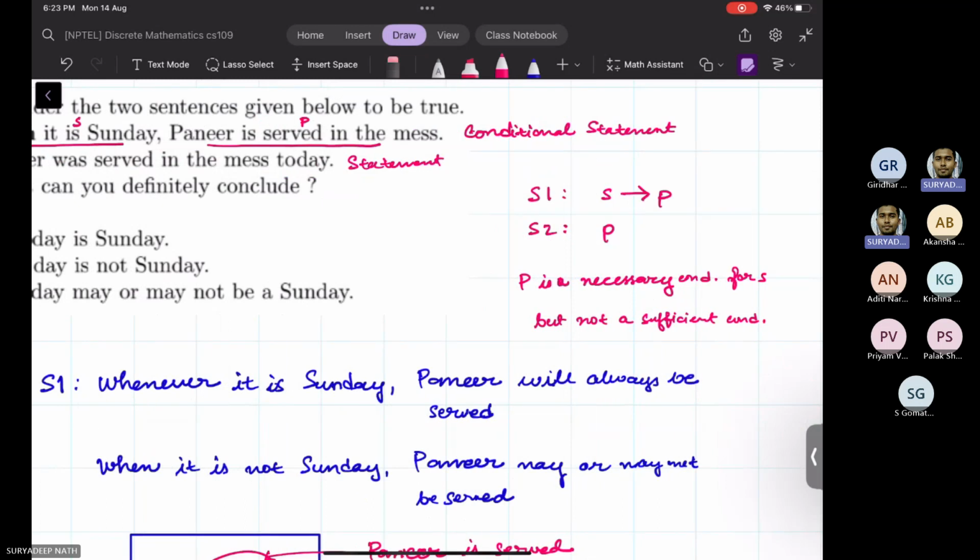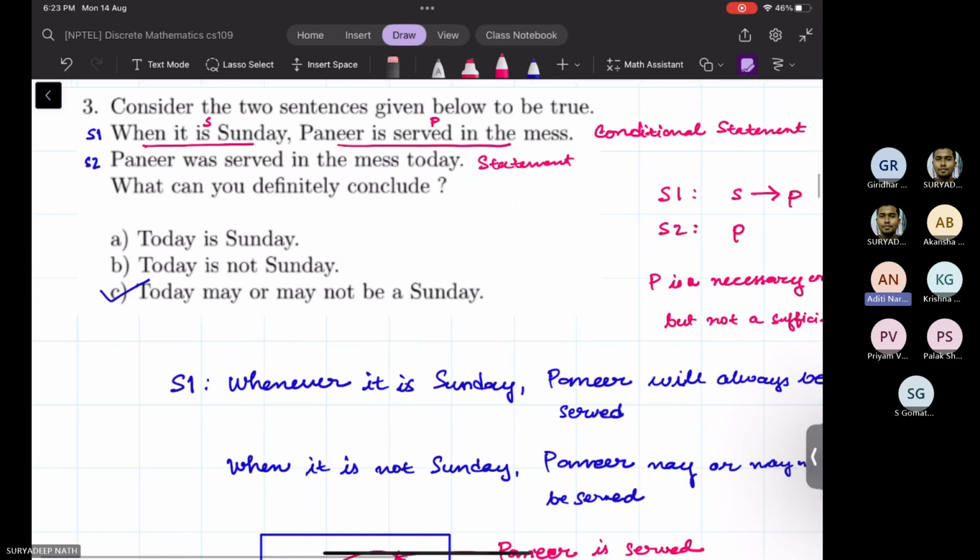Anything else anyone wants to add? Excuse me, sir. Yeah, go ahead. So tomorrow I am having the session of problem solving in C at the same time, 6 to 8, and this session is also at the same time, 6 to 8. So can I have the recording of this session? Yeah, you can, it will be uploaded on the course web page. You can check it out. Okay, sir. Thank you, sir. Yeah, no problem.